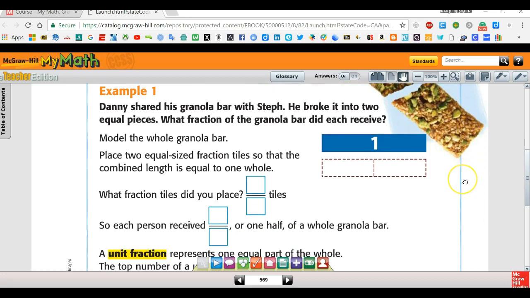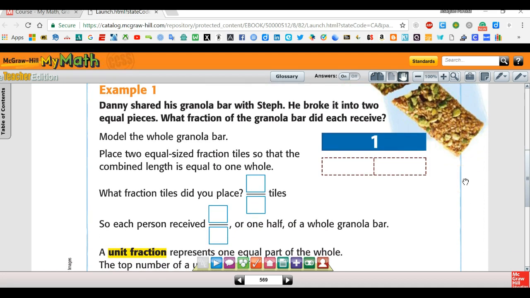All right, look at the model. It says Danny shared his granola bar with Stefan. He broke it into 2 halves, 2 equal pieces. Okay, what fraction of the granola bar did each receive? Well, Danny received this much, and then Stefan received that much. How much did Danny receive out of the whole? Okay. So out of the whole bar, out of the whole granola bar, Danny got how much?